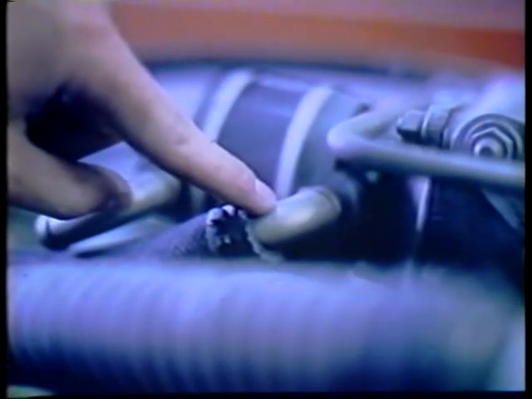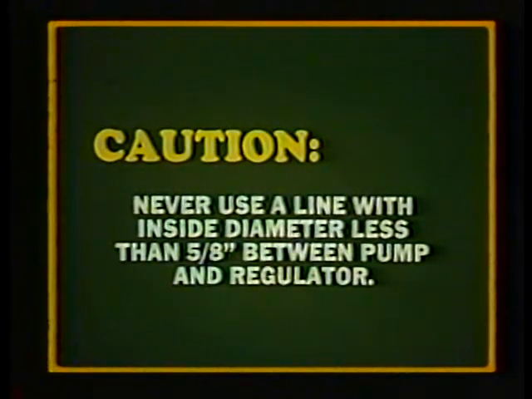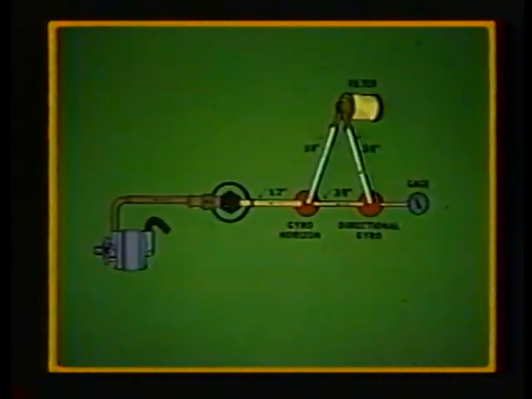By using low-loss fittings throughout the system and installing only approved filters, pump life will be further increased. Never use a line with an inside diameter of less than 5/8 of an inch between the pump and the regulator. When driving two gyros in series, use a line no smaller than 1/2 inch in diameter connected to the artificial horizon, and if only one gyro is to be driven, a line no smaller than 3/8 inch should be used.